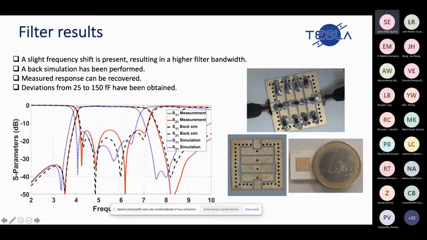This one in red is the tested one. And in the black one, we have the one obtained by back simulating using an equivalent circuit model, and extracting the actual values of the loaded capacitor for each resonator. So we could get back the measured response. So the measured response can be recovered with a very good agreement. And we found a deviation from 25 to 150 femtofarad of the capacitors. So we can correct the response and then satisfy the specification.